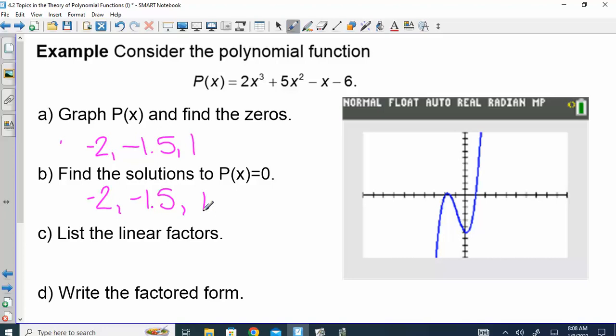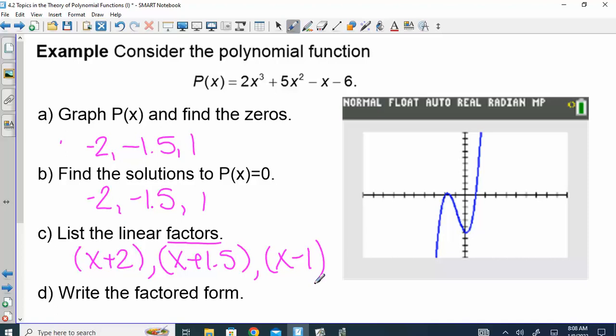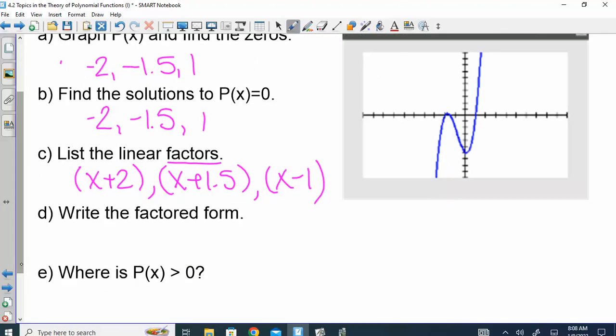There's the x-intercepts. All right, list the factors. When I say factors, we're putting x with it. So, if negative 2 is a 0, what would my factor be? X plus 2. All right, if negative 1.5, plus 1.5, and 1. All right, so the factored form is really the same thing. We wrote the factors. The factored form is just those things multiplied together.